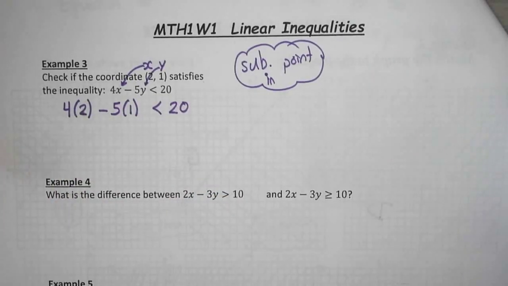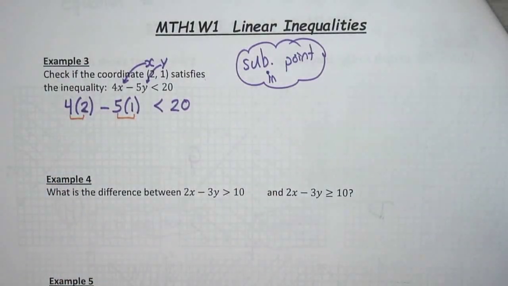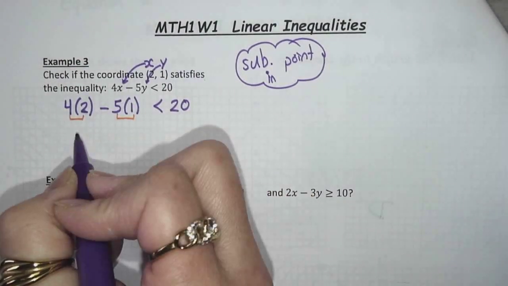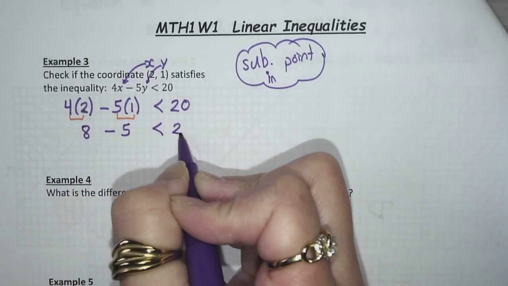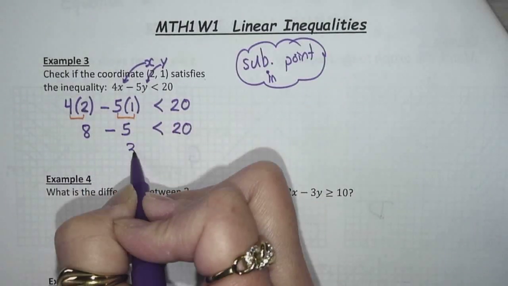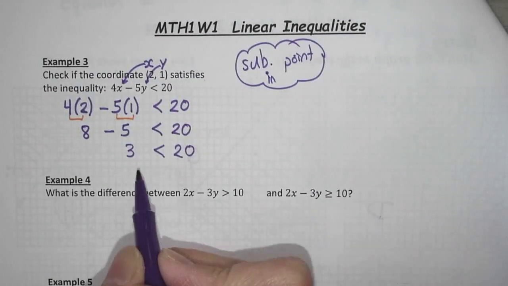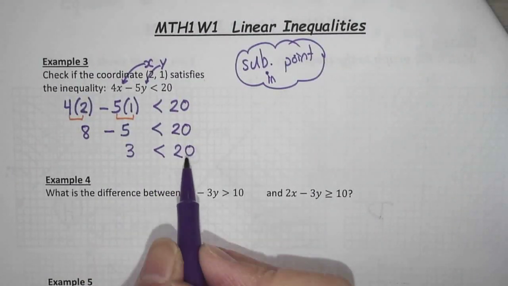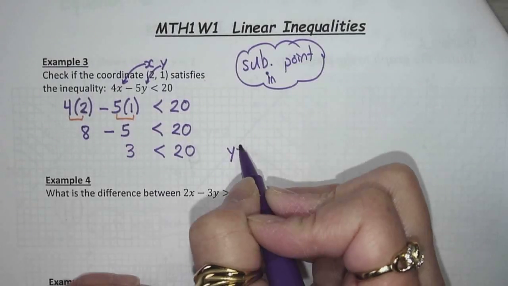Then we're going to do order of operations on each side. So this will be 4 times 2, 5 times 1, right? Multiplication first before subtraction. So 8 minus 5, keep this here. And we're going to finish up each side. So 8 minus 5 is 3 and less than 20. And then you read your last statement and go, is 3 less than 20? Is that true or not true? 3, is that less than 20? So yes, it's true.